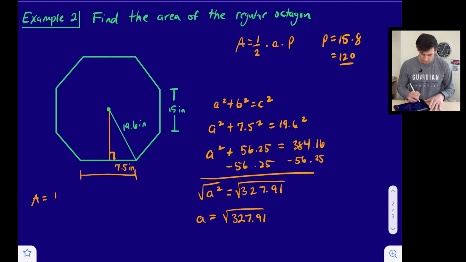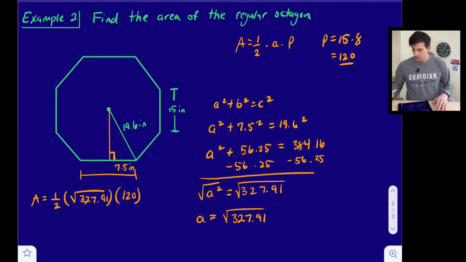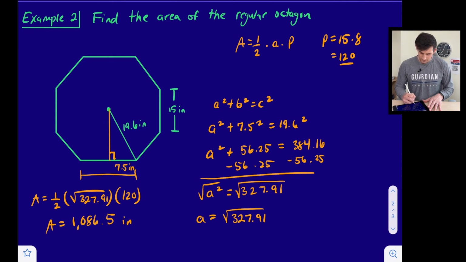So our final formula would be area is equal to 1/2 times the square root of 327.91 times our perimeter, which was 120. Okay, so now I'm going to take the square root here of my previous answer, which was 327.91, multiply that by 120, and then multiply that by 1/2. So now we are given an area of 1,086.5, and we'll say square inches.